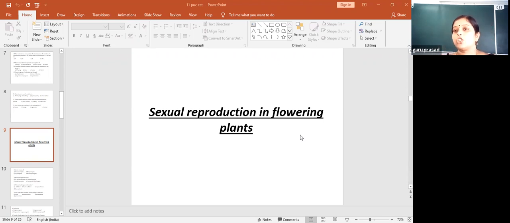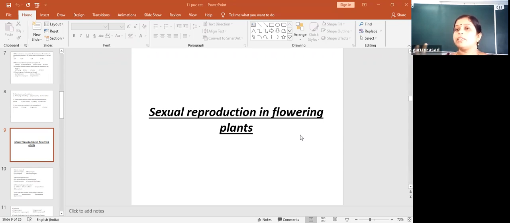Next, what is there in this chapter? I'm going a little bit fast because we do not get time to discuss the questions. Pollinating agents and types of pollination, we have discussed everything. After the transfer of male gametes onto the stigma, what are all the events that take place?